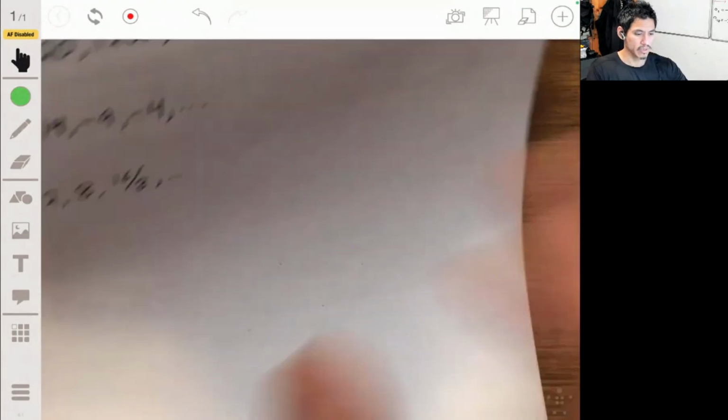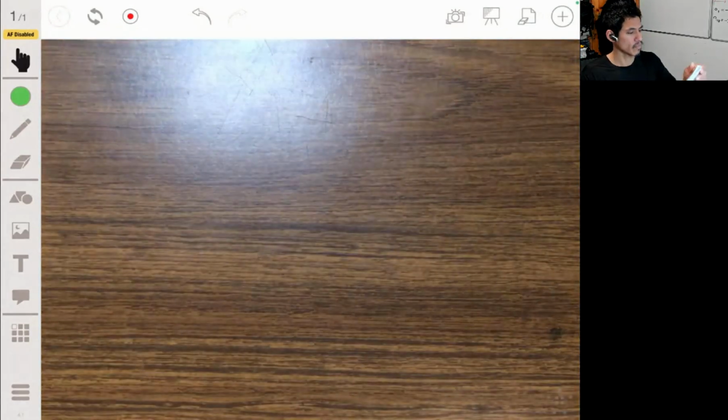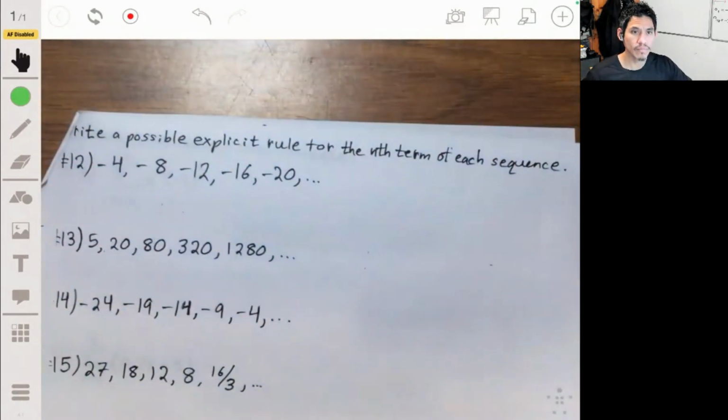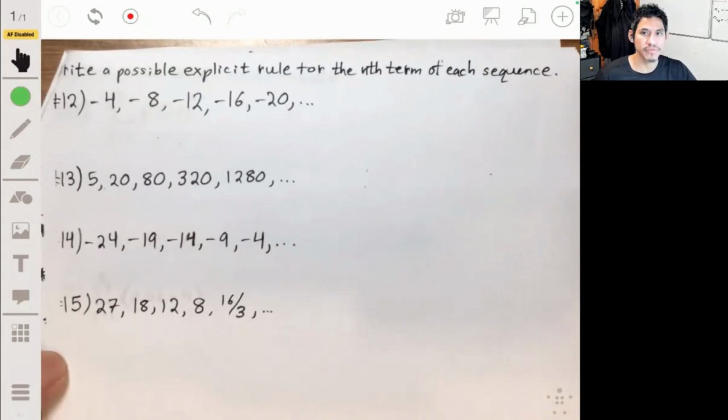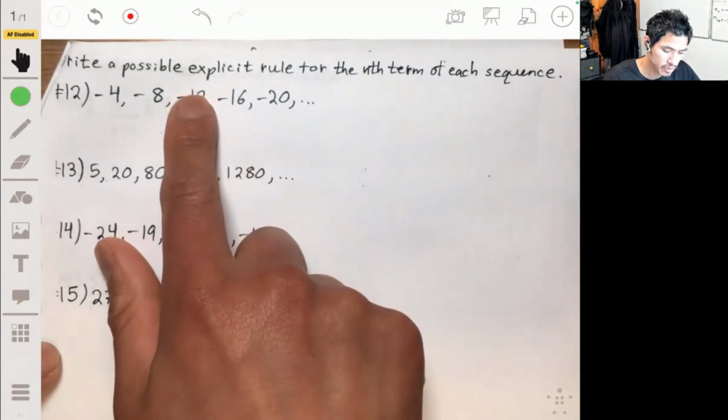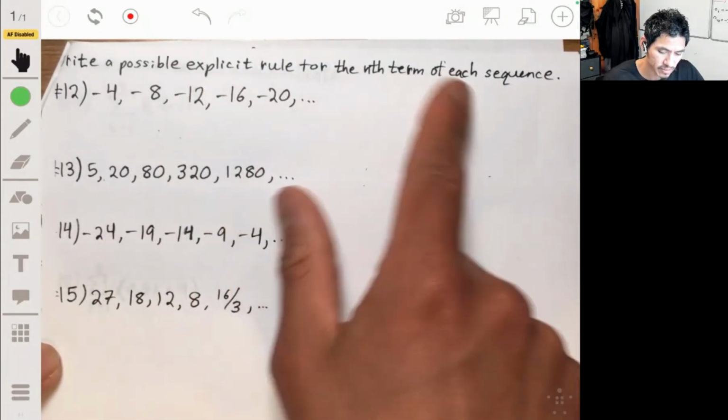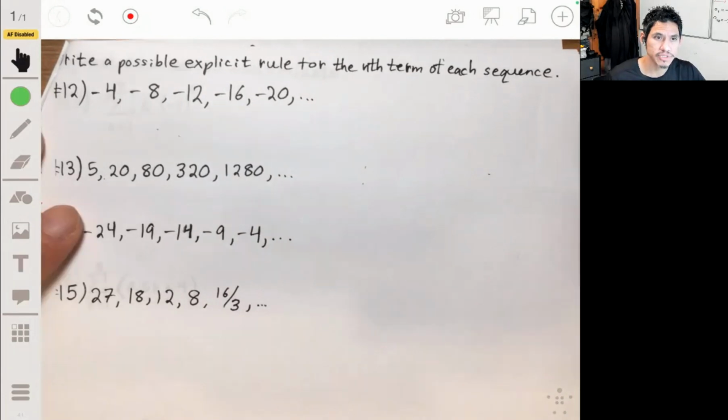All right, let's move on. In problems 12 through 15, we're going to look for an explicit rule that gives you the nth term of each sequence.